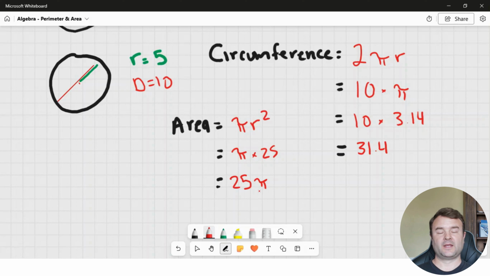All right. So that does it for today's lesson for finding perimeter and area for the different shapes: rectangle, square, parallelogram, triangle, and circle. I hope you guys found this useful. I hope you guys use this for your classes and homework.